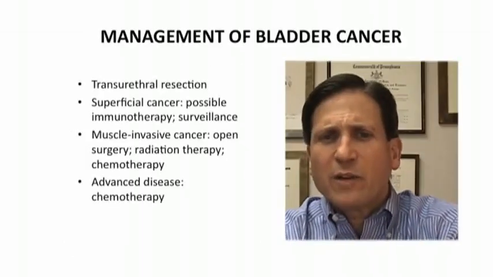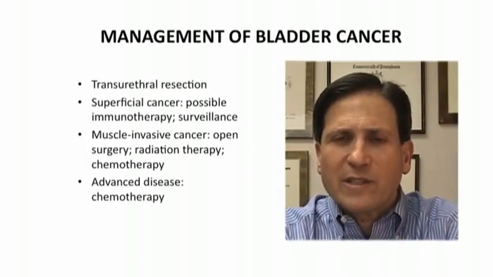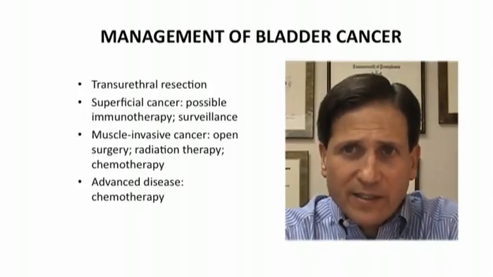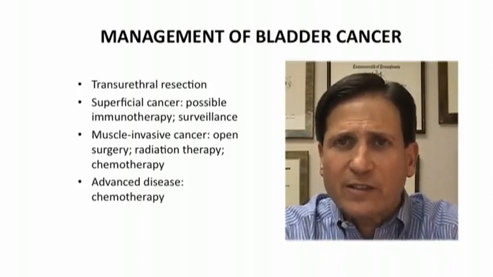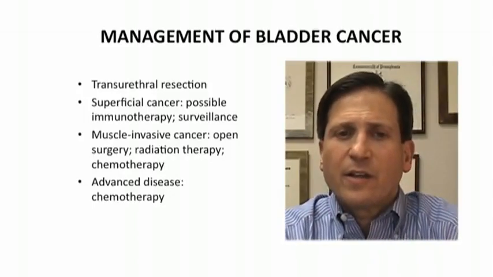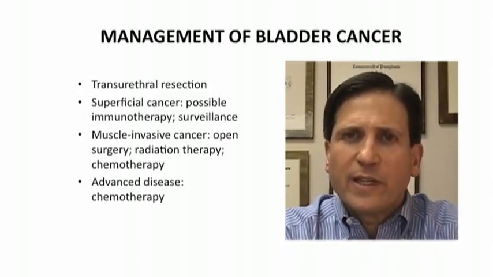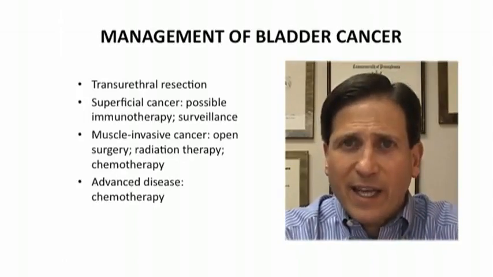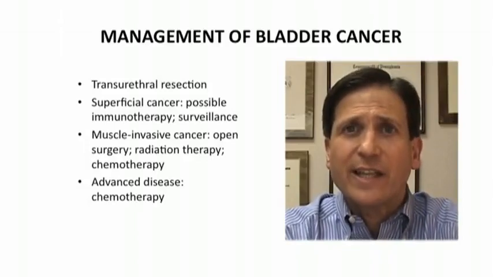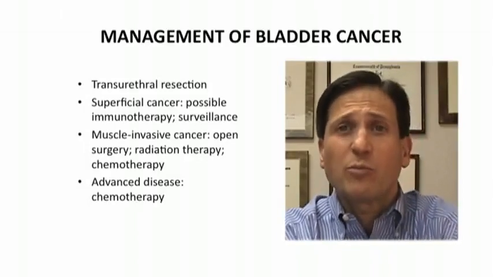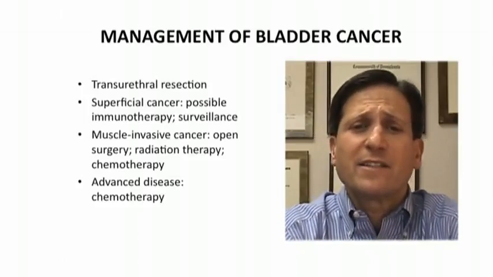So how do we manage bladder cancer? We've done the transurethral resection. What follows from there? Well, the answer is it all depends. If it's superficial cancer, in other words, it's not muscle invasive, sometimes what we will do is immunotherapy using a medication called BCG that is placed into the bladder in order to stimulate the immune system and help prevent recurrences. Sometimes that is not necessary.